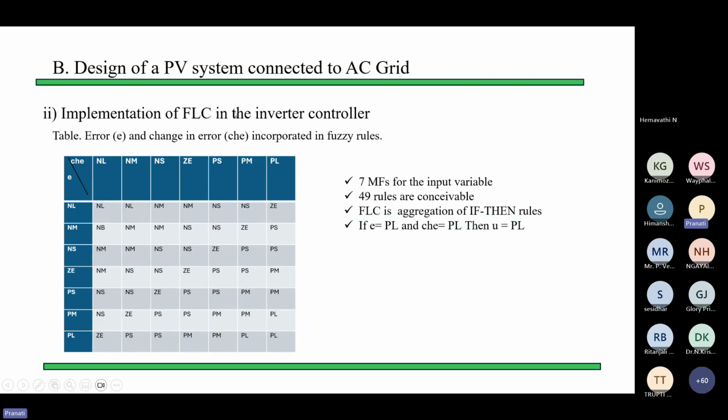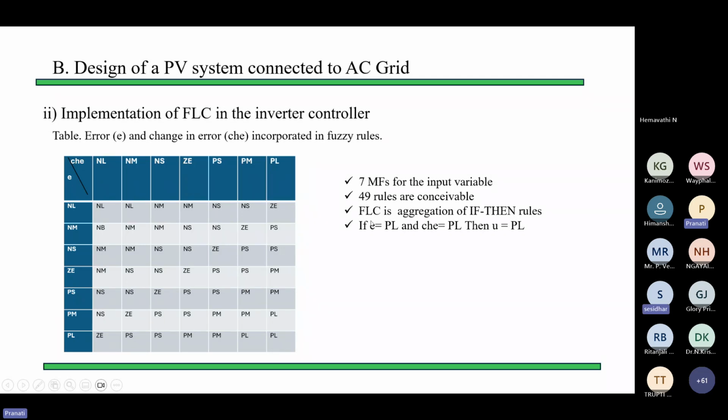Now this is a table used. Implementation of fuzzy logic controller in the inverter control says that error is E, change in error is this side, and this column is error. Negative large, negative medium, negative small, zero error, positive small, positive medium, positive large. These are the errors. Once again, similarly, change in errors. As we have 7 membership functions for the change in error, as well as 7 membership functions for the error, therefore 49 rules are formed out of this.